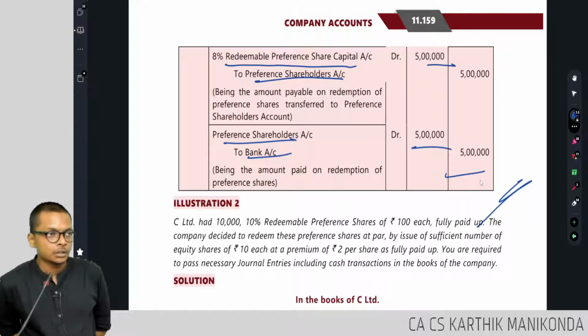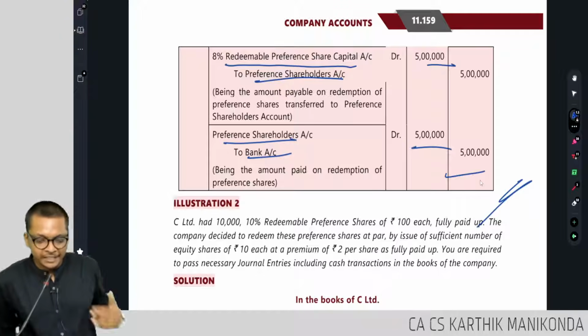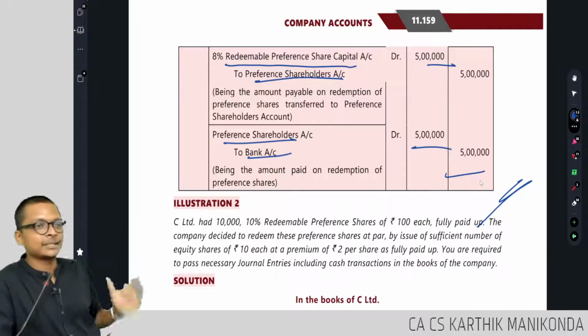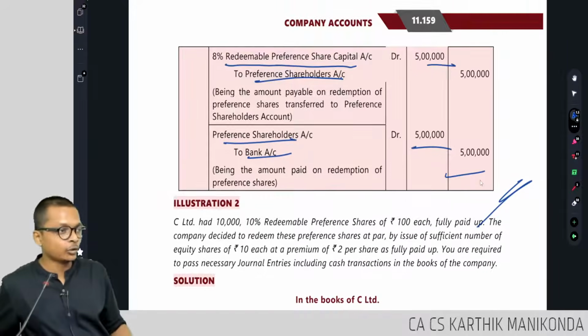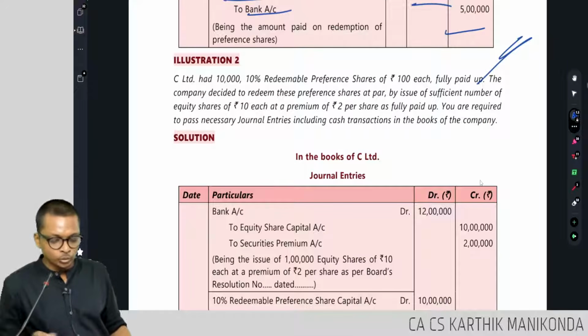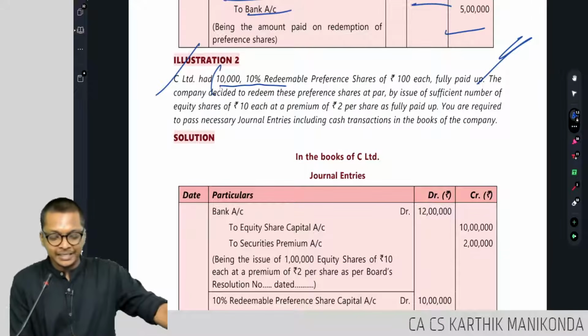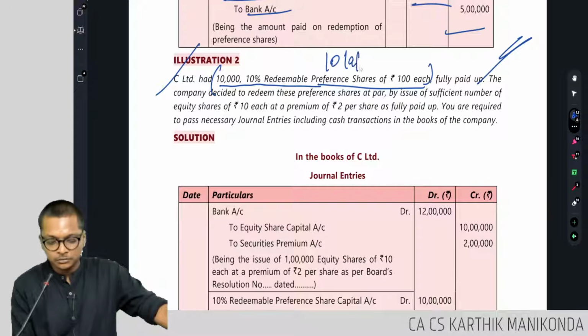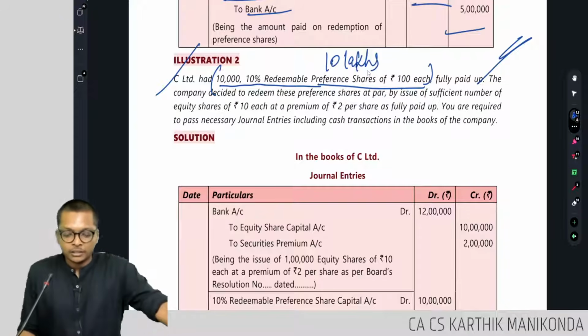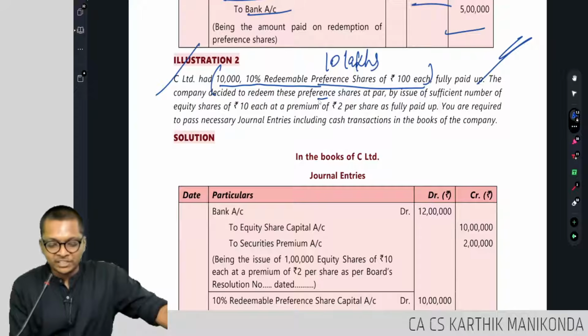Understood? Easy, guys. You tell me, if you are the examiner, will you ask this in exam? No. So we will quickly go to illustration 2. Illustration 2 also is almost similar. They had 10,000 10% redeemable preference shares of 100 each. That means it's how many lakhs, guys? 10 lakhs. The company decided to redeem these preference shares at par.